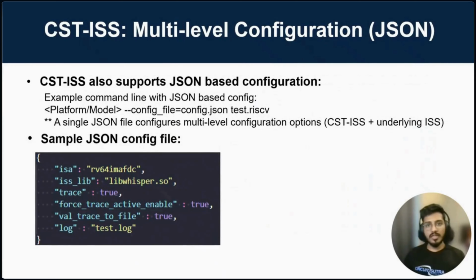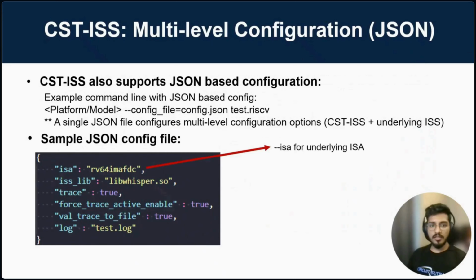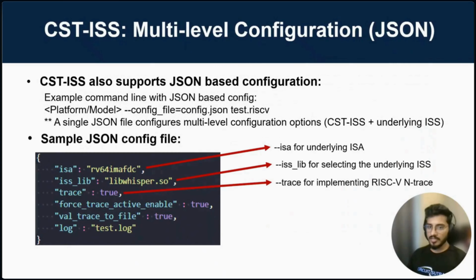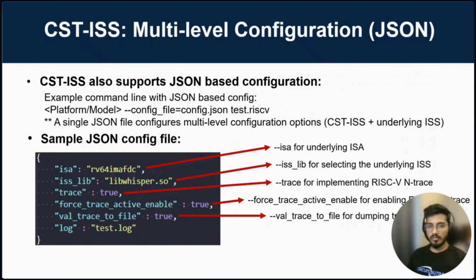Now to make it more user-friendly, we also support configuring using a JSON file to collect all the parameters in a single file. And these are both CST-ISS plus the underlying ISS configurations. Here we can see what the JSON file looks like. We give the ISA to the underlying ISS, the ISS selection, enabling trace as a CST-ISS parameter, forcing trace to be enabled without writing to the registers, tracing into a file, and then the test output should be stored in the test log.